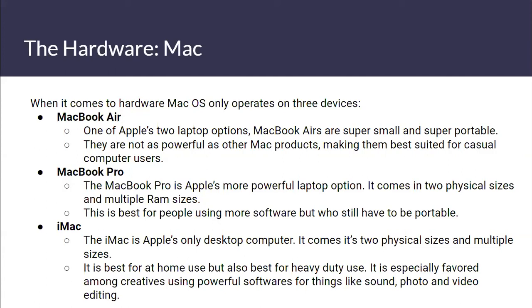It comes in 2 physical sizes and multiple RAM sizes. This is best for people using more software, but who still have to be portable. The iMac is Apple's only desktop computer. It comes in 2 physical sizes and multiple sizes. It's best for use at home, but also for heavy-duty use as well. It's especially favored among creatives using powerful software for things like sound, photo, and video editing.